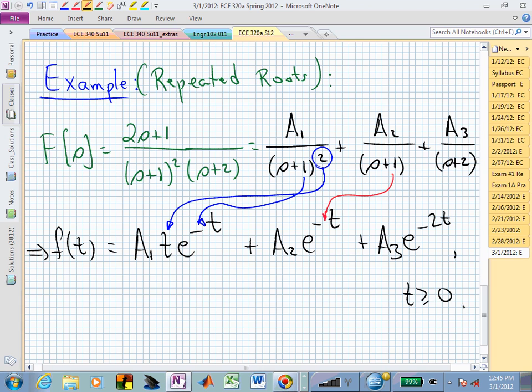What's t do as a function of time? It just goes up. But what's e to the minus t do? That goes down. Which one is more dominating for high values of t? T or e to the minus t? E to the minus t. So you're going to get a bump and then a decay from that first term or expression.